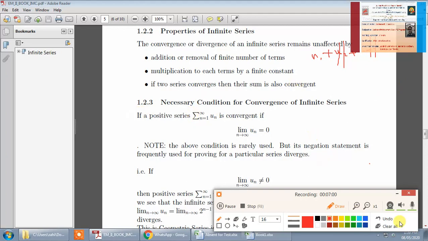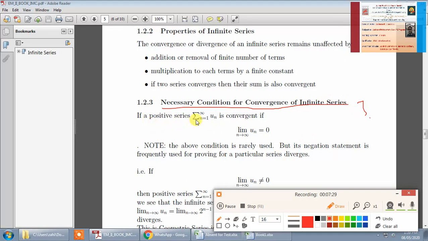Okay, now let us have a most important thing, that is regarding the necessary condition for convergence of infinite series. Now this we are going to use rarely. It is used for very few things, but its complement, or its negation statement, will be rigorously used. So what is the negation statement, that we will see. Before that, let us see what is the necessary condition for convergence of infinite series.